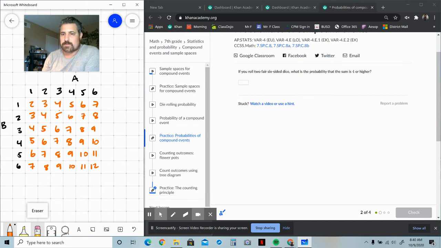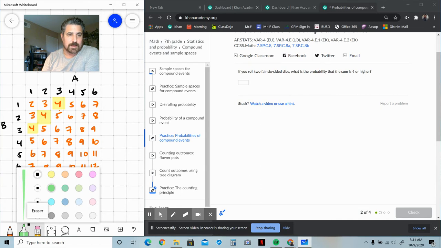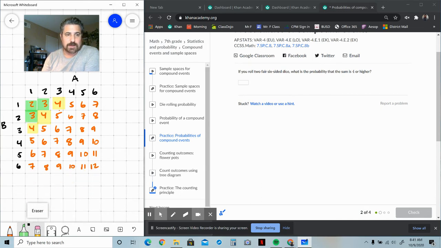It says, what is the probability that the sum is 4 or higher? So we're looking for anything that's 4 or higher. Obviously that would be this, this, this. These are all 4s, and then anything that's higher than that would be all this stuff. So there's really only these 3 things that are not 4 or higher: just the 2, the 3, and that's it. A sum of 2 or a sum of 3 are the only things that are not 4 or higher. If I change the color to, let's say green, these 3 are the only ones in green that are less than 4 as a sum.